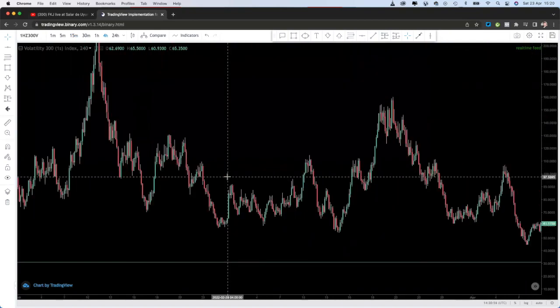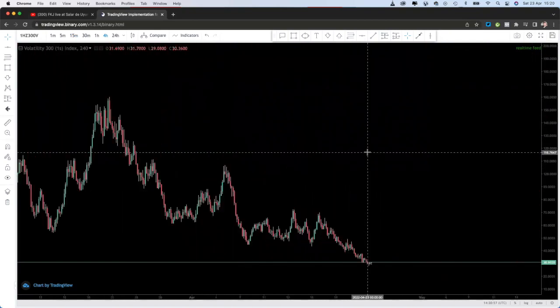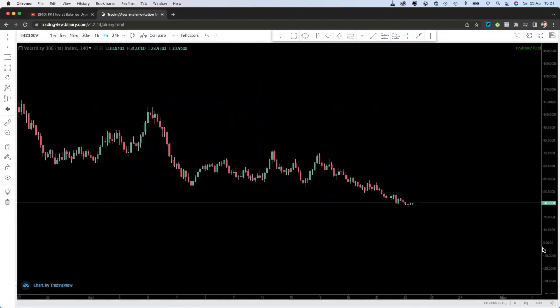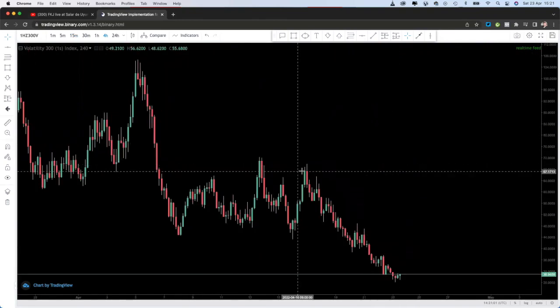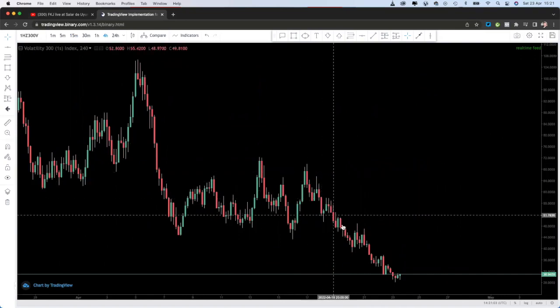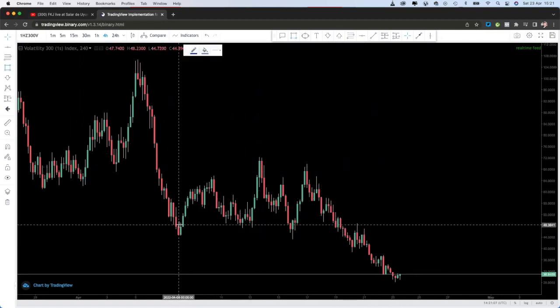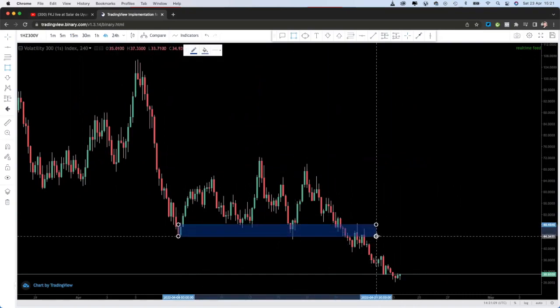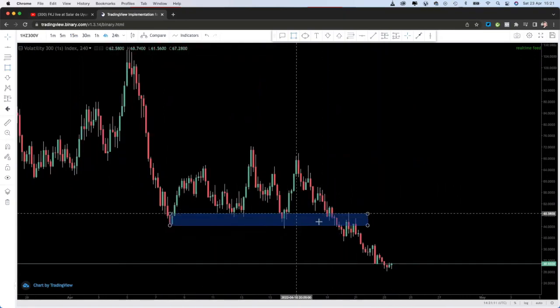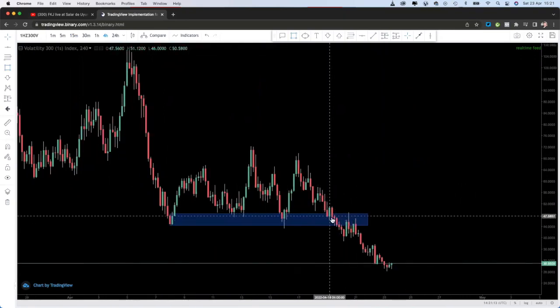So remember, this was our first move. This is the move that we just traded. Now price got to this level right here. Yes, this is an order block. This is also a key point of interest. When price gets here, we would have expected a buying opportunity.